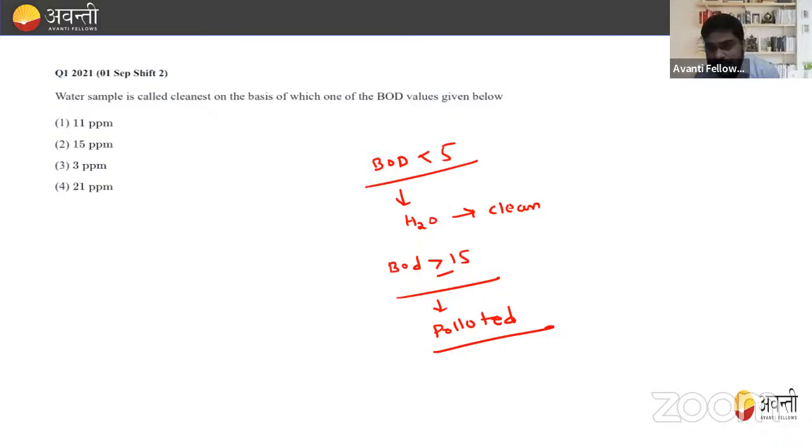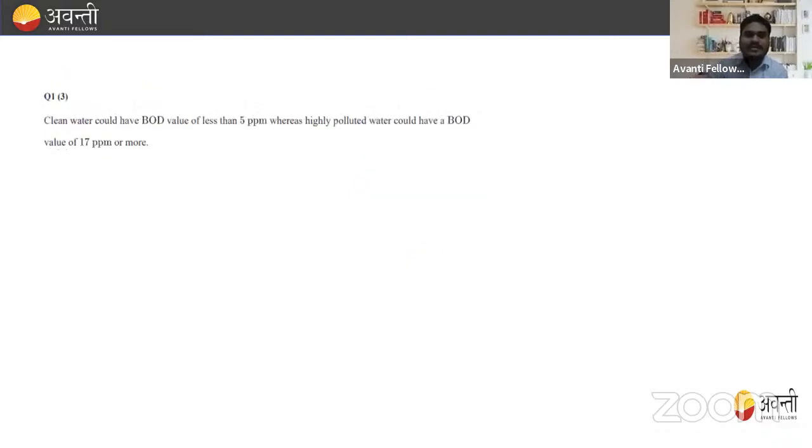So we discuss this now. Tell me quickly what the answer will be. Water sample is called the cleanest on the basis of which one of the following BOD values? 11, 15, 3, 21. Clean water could have a BOD value less than 5, whereas highly polluted water has a BOD value of 15 or more. It is written 17 ppm here, but it's okay, we consider 15 ppm too. We discussed this just now, so you should have known the clean water value.